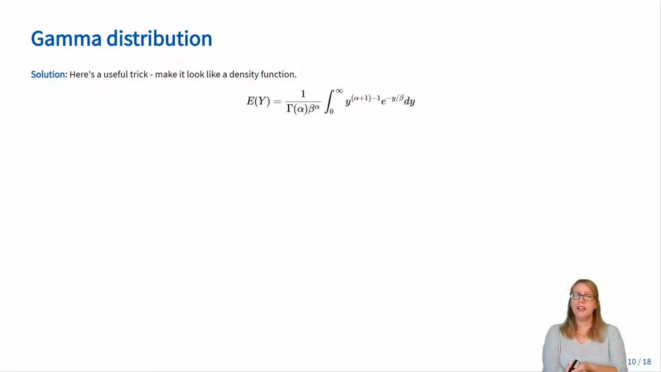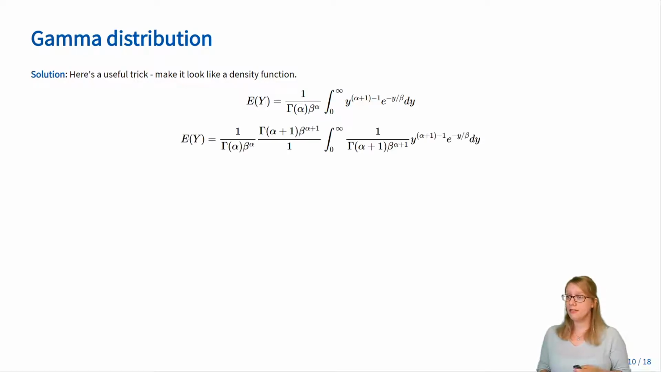So let's make it look like another density function. The way I like to begin this is by dragging all of the constants out of my integral. So here I'm dragging out 1 over the gamma function evaluated at alpha times beta raised to the alpha. What I'm going to do next is try to figure out what constants I need to put back into this integral to make this a valid PDF.